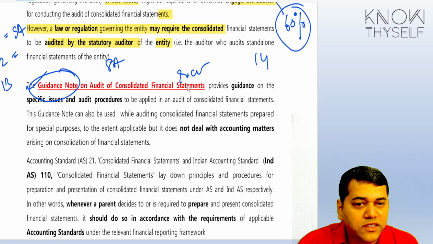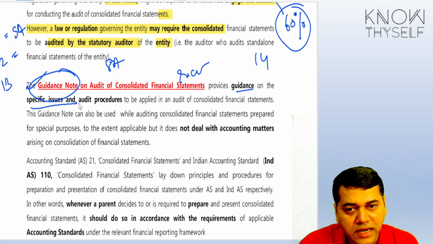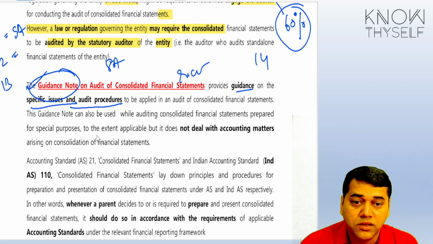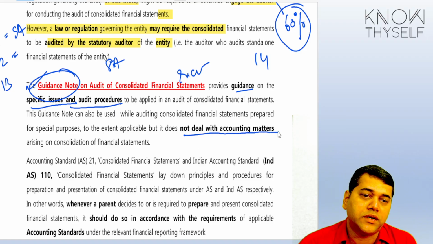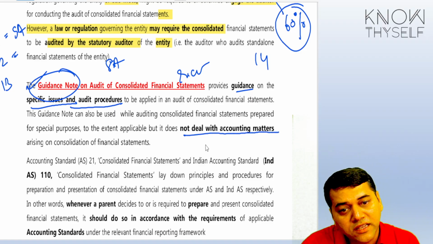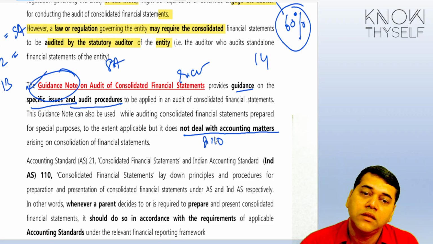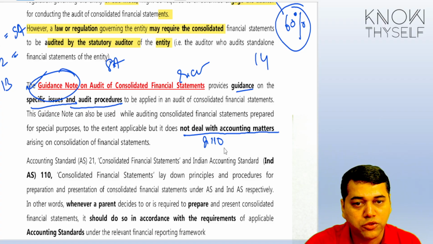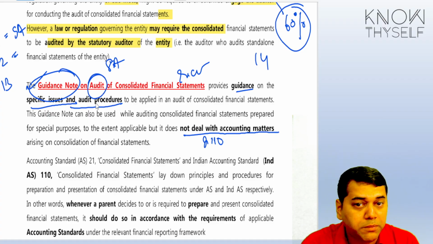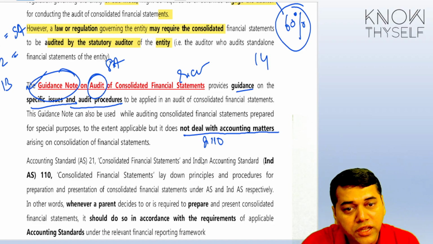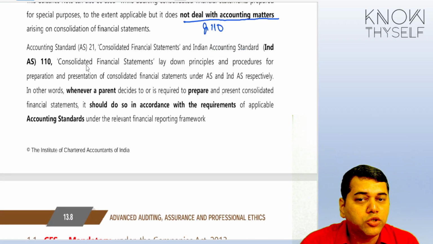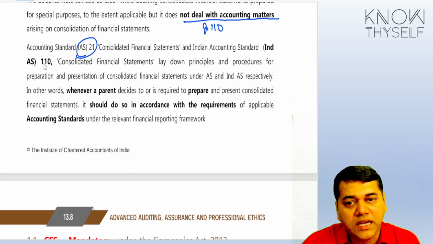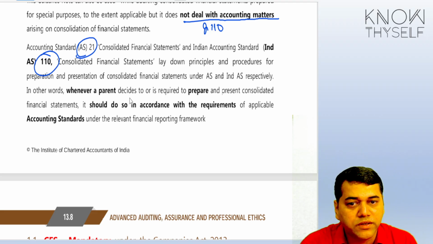Now, the guidance note provides very specific guidance on the audit issues and procedures. It is very extensive, but we will see a limited part. But it does not deal with the accounting matters. Who is going to deal with the accounting matters? There is a guidance note on Ind AS 110 that talks about how the accounting issues have to be addressed. This will talk only on the audit part of it. So what we are going to see now is not from the guidance note on accounting of Ind AS 110, but from the consolidated audit. Now there are two standards, Accounting Standard 21 and Ind AS 110, depending upon whichever is applicable.